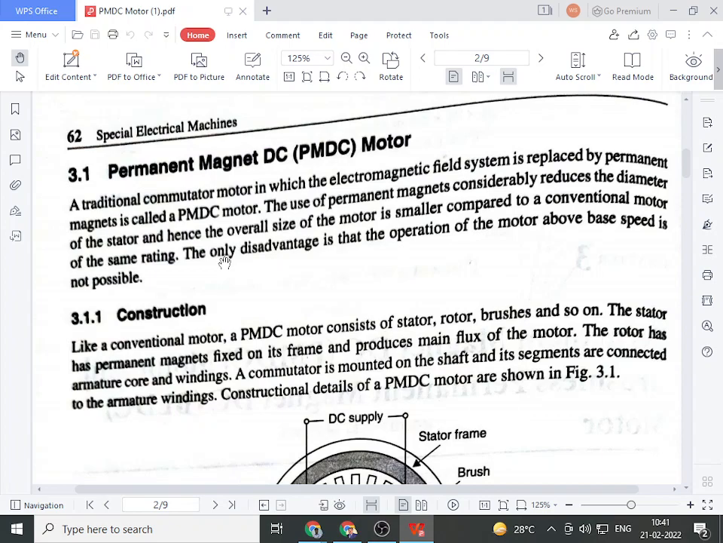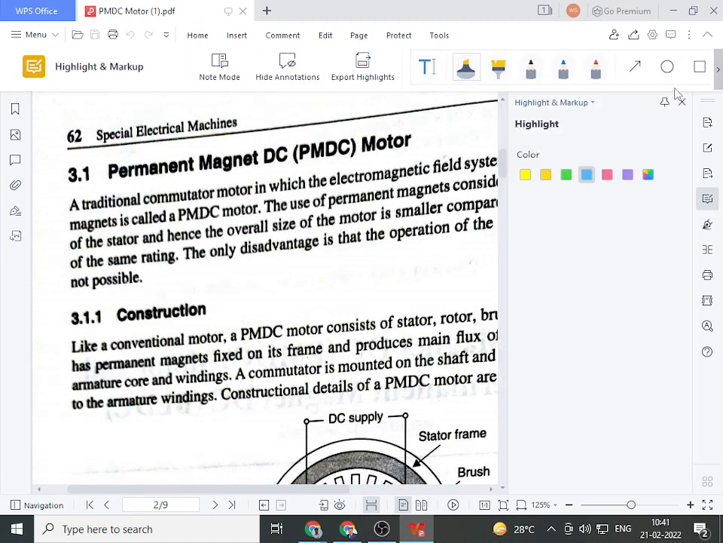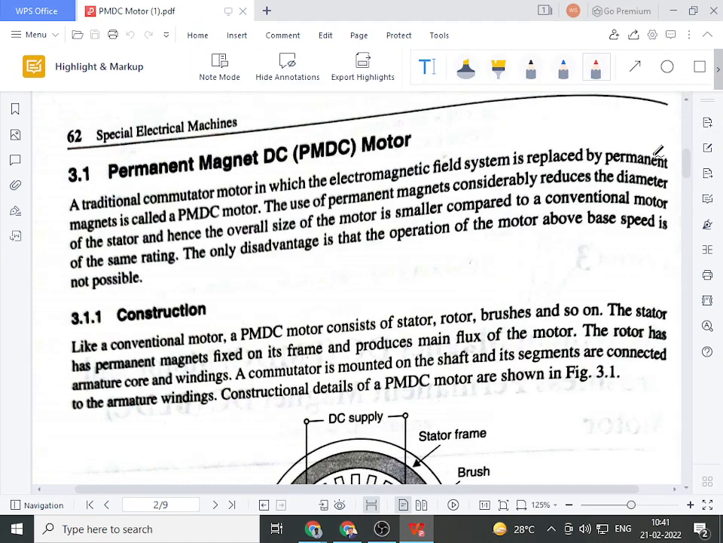Why is this so? Because if we have to increase motor speed above rated speed, then we have to reduce the flux which is developed by that magnet. If you recall the speed equation, what is the equation for speed? The speed of a motor, N, is proportional to Eb divided by flux phi. So speed is always inversely proportional to flux phi.